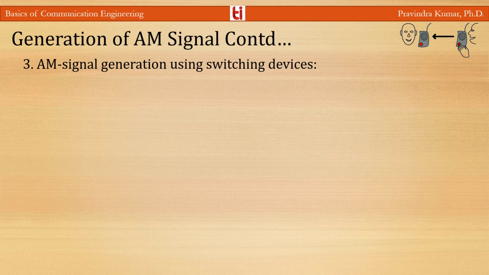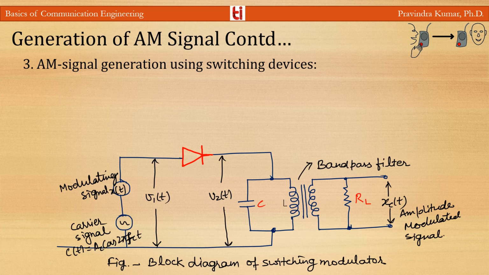Now third is AM signal generation using switching devices. These modulators make use of a switch, which may be a diode or transistor. So in the non-linear device case we have seen previously, we also use a diode or transistor. The switching modulator uses a diode as in the figure.